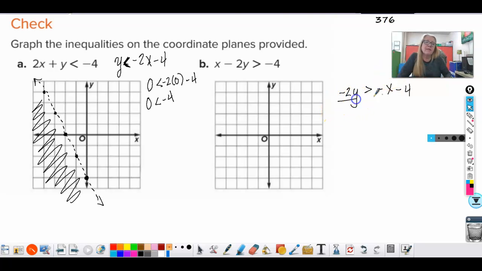Now I'm going to divide every term by negative 2. But by dividing by a negative, I'm going to have to flip the sign. So I'm going to have y is less than, negative over negative is a positive, positive 1/2 x plus 2. So we go ahead and start graphing this. Our y-intercept is positive 2. Our slope is positive 1/2, which means we go up 1, right 2, up 1, right 2. Solid line or dashed line? This is a dashed line.